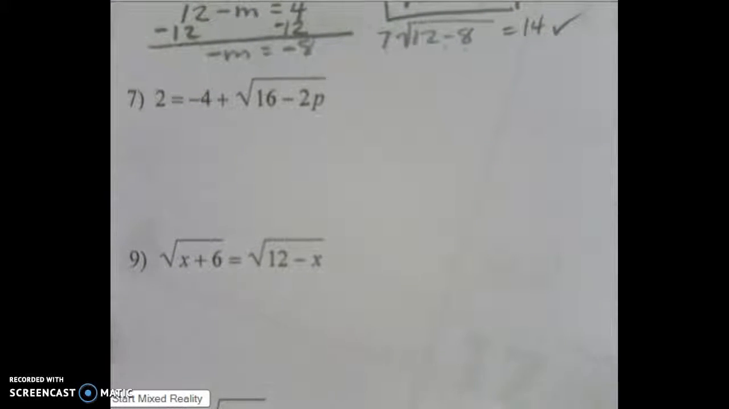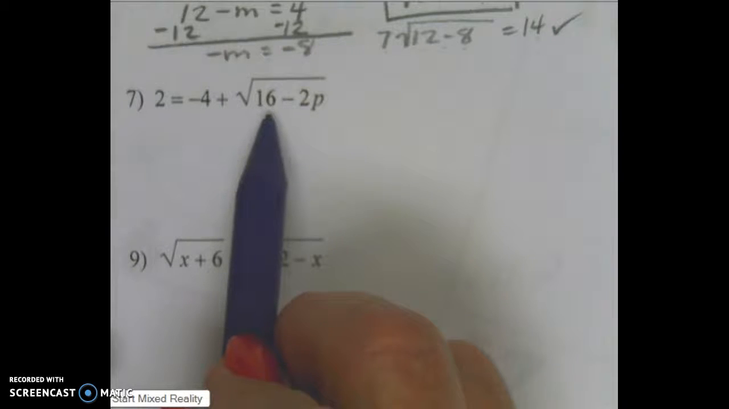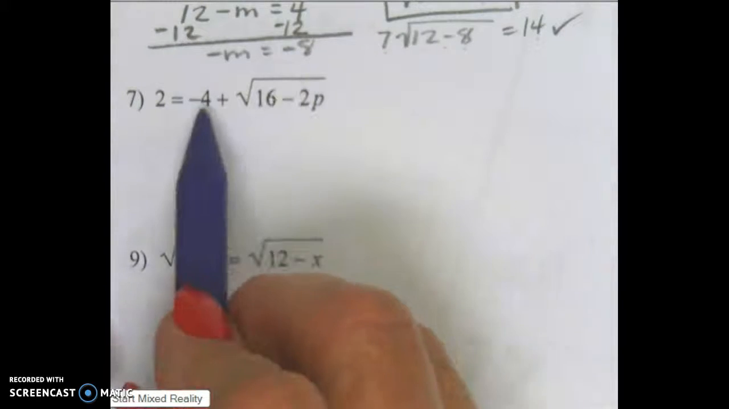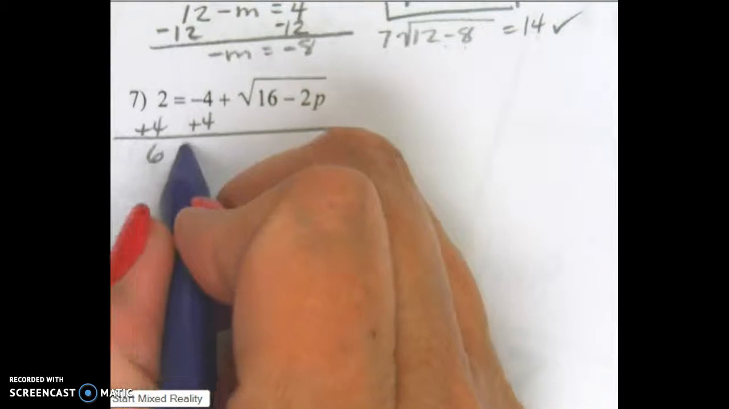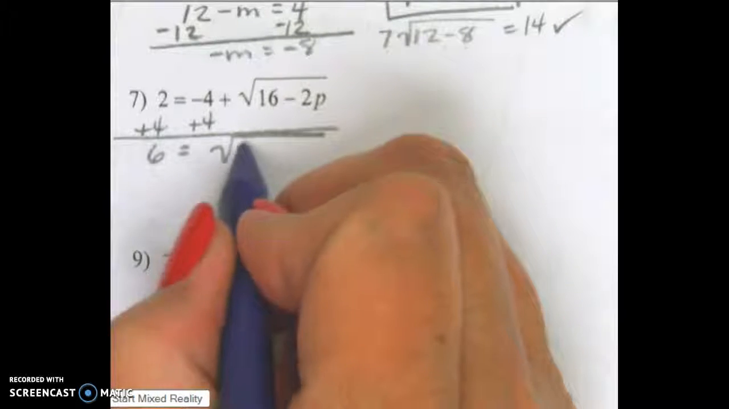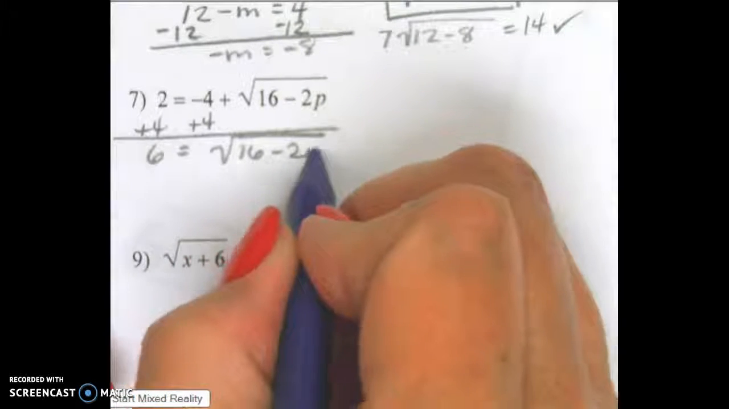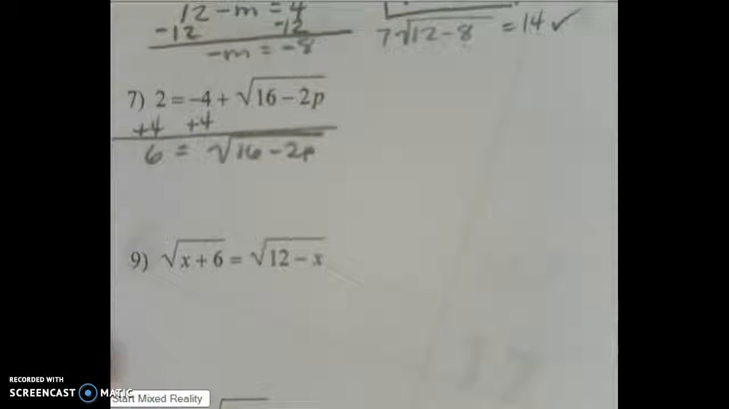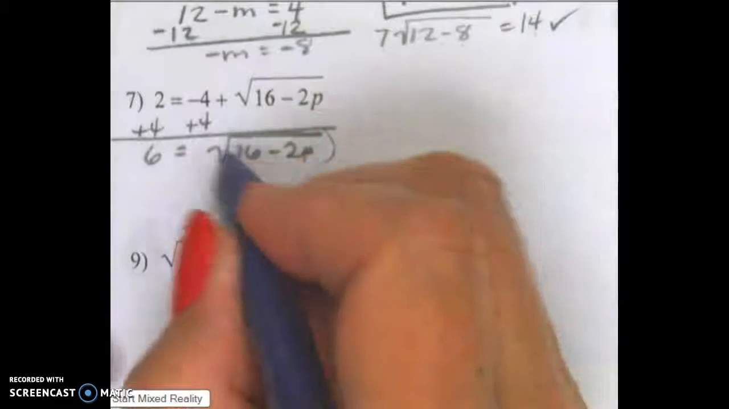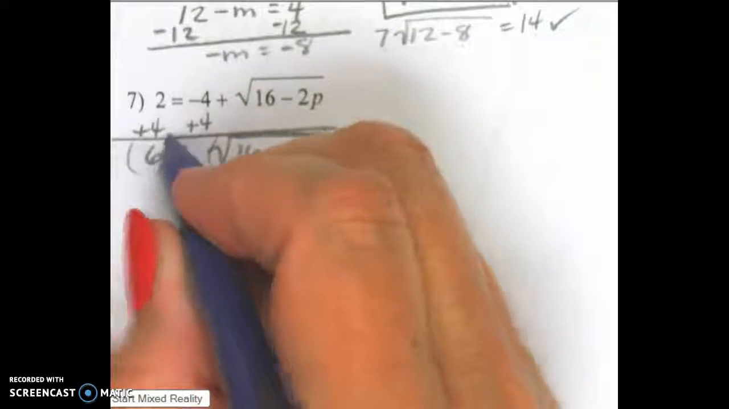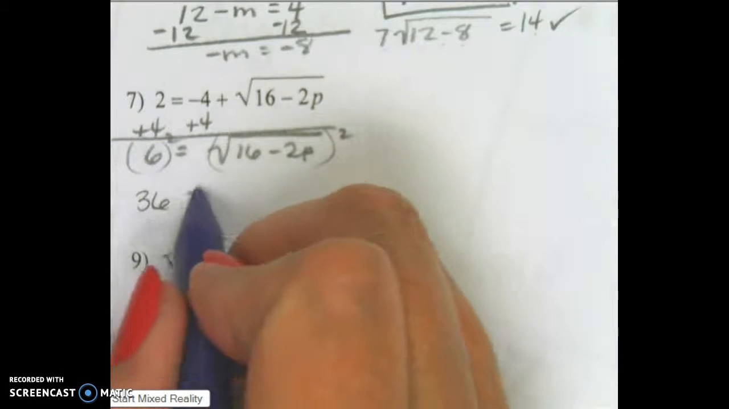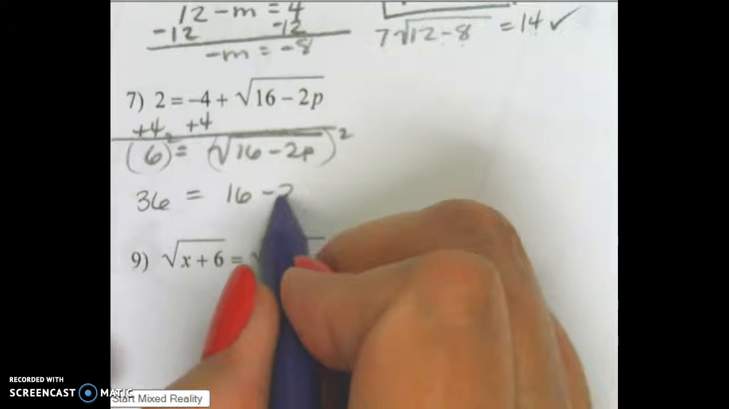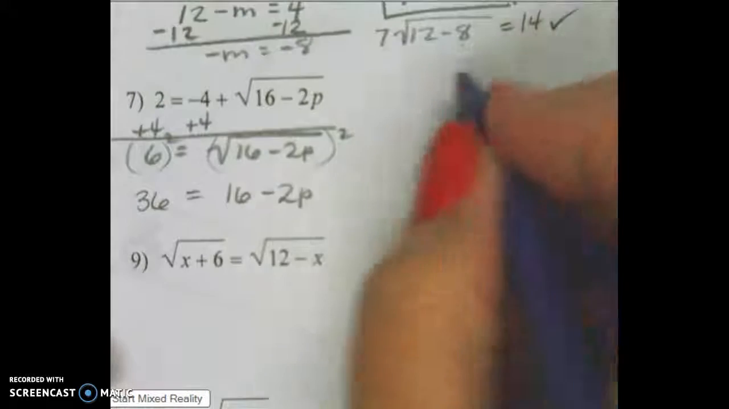Problem 7. Again, I only have one radical, so I need to get it by itself. So I have to get rid of the 4. So I'm going to add 4 to each side. 6 is equal to the square root of 16 minus 2p. I need to get rid of that radical, so I'm going to square both sides. That leaves me with 36 is equal to 16 minus 2p. I need to finish solving that.